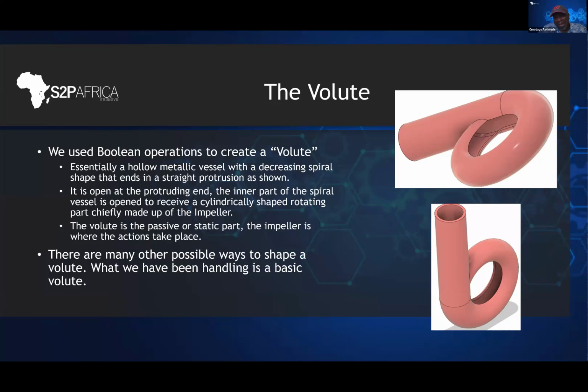There are other minor things that are there, but the main thing in the center is the impeller. So once you have done the volute, the next item on the agenda is to know how to do a proper impeller. The volute is the passive or static part, whereas the impeller is where the actions take place.